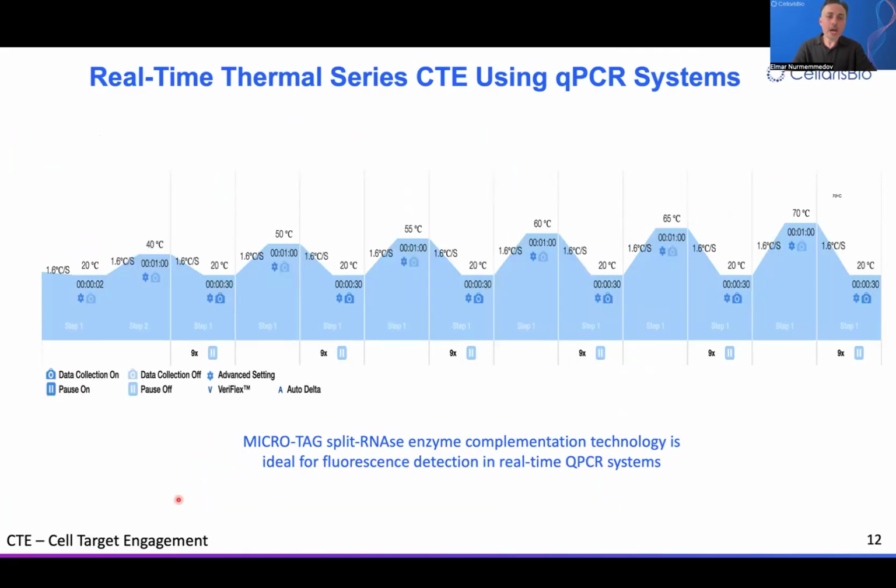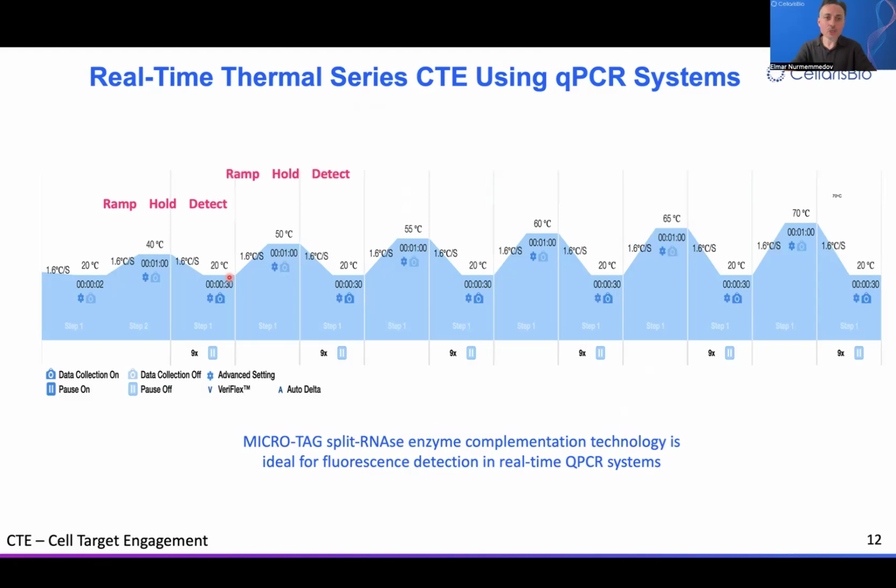Let's have a closer look at how we program these machines for detection of real-time CTE. Now, we go through multiple steps of ramp, hold, detect. During the ramp phase, essentially, we ramp the temperature at a certain speed. We arrive at a certain desired temperature. In this case, we started with 40 degrees Celsius. We hold at that temperature for a certain amount of time so that the temperature imparts its effect on the target. Then we go back to that original low temperature, 20 degrees Celsius in this case, to detect fluorescence.